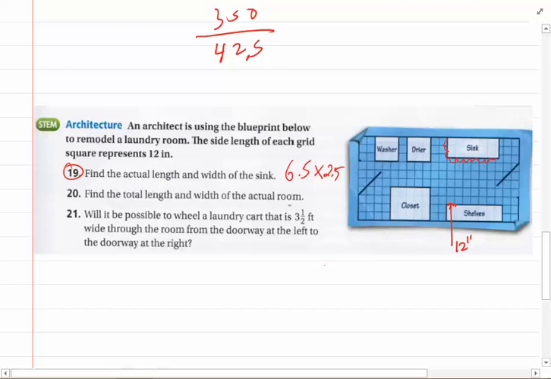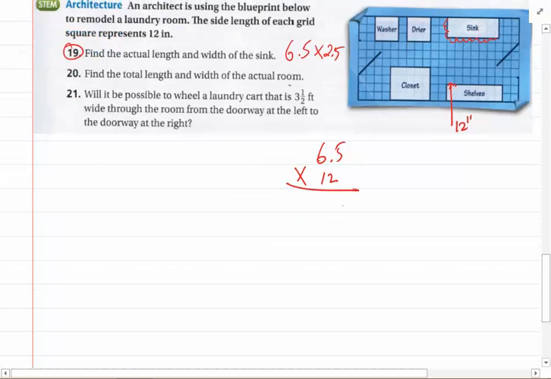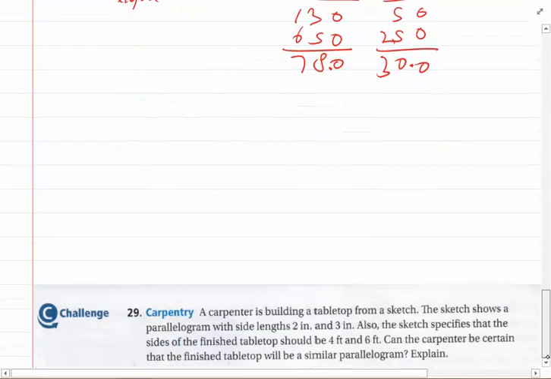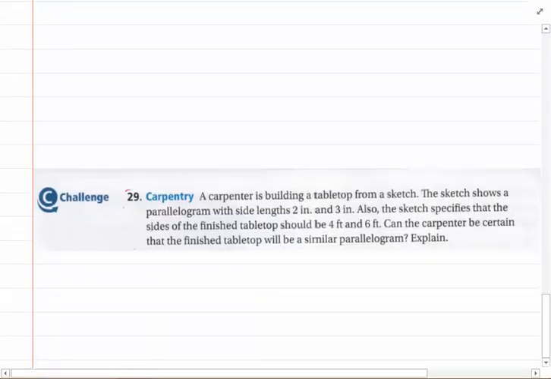So basically we got 6.5 units, and you're going to multiply that by 12. That's going to give us the length, 130, 5, 6, 0, 8, 7, 1 decimal places. So it's going to be 78 inches length by 2.5 units. We're also going to multiply that by 12, like so. And it looks like we get 1 decimal places, 30 inches. This is the length, and this is the width for number 19. Okay, using scale factor.